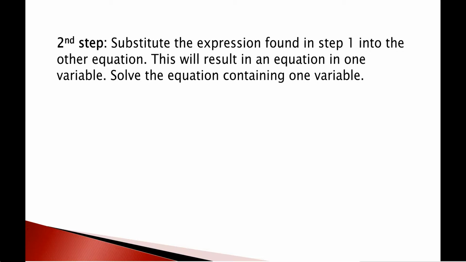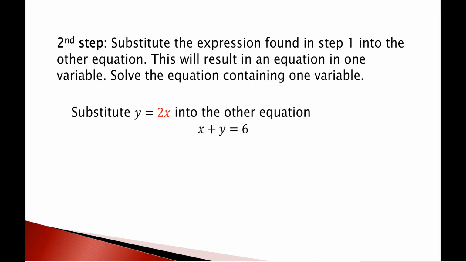Go to the second step. Now we are going to substitute the expression that we found in step 1 into the other equation of our system, which will give us an equation in one variable, from which we can easily solve for the single variable. So we got y equal to 2x from step 1, and now we pick the other equation, x plus y equal to 6, and substitute the expression for y into this equation. So x plus 2x equal to 6. When we combine the like terms and solve for x, we get the solution 2 for our variable x.